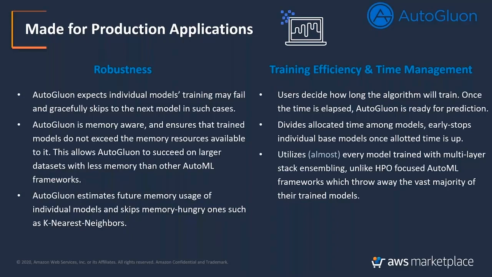It divides allocated time among models and stops training base models early once a lot of time is up. And it utilizes almost every model trained with multi-layer stack ensembling, unlike HPO-focused AutoML frameworks, which again throw away the vast majority of their trained models. AutoGluon uses those models for something bigger.